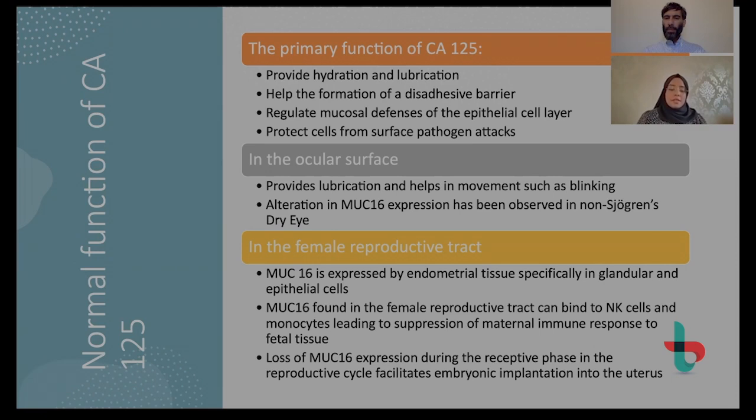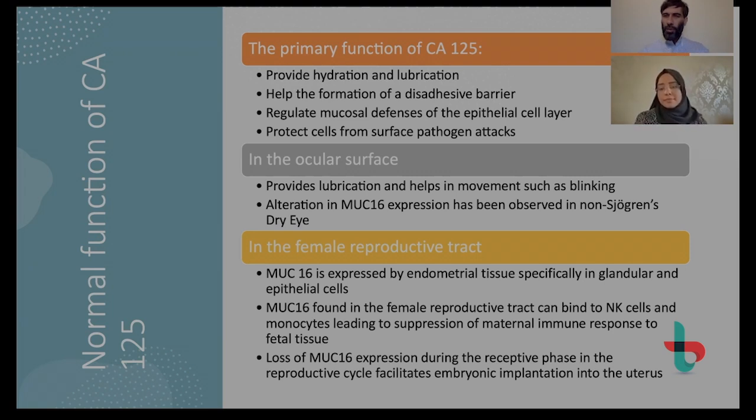Also, there is a loss of the MUC16 expression during the receptive phase of the endometrial cycle, and this is thought to help the implantation of the blastocyst. So, as I previously explained, MUC16 normally plays a role in forming a disadhesive barrier, so it makes sense that in the receptive phase of the endometrial cycle, the loss of MUC16 will help the embryonic implantation.